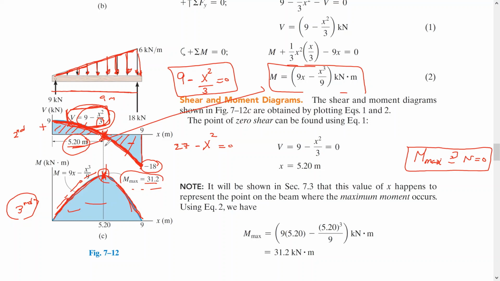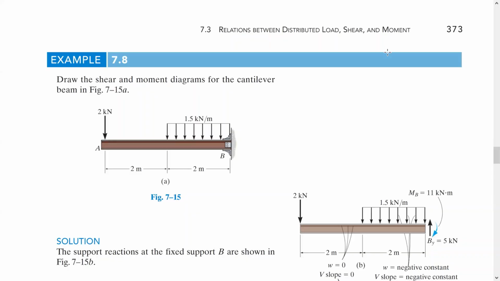Okay, let's take another example on this. Okay guys, let's take this example. In this example, page example 7.8 page 373, we need to draw the shear and bending moment diagrams for the cantilever. This is a cantilever, it's fixed here at B and free at A.